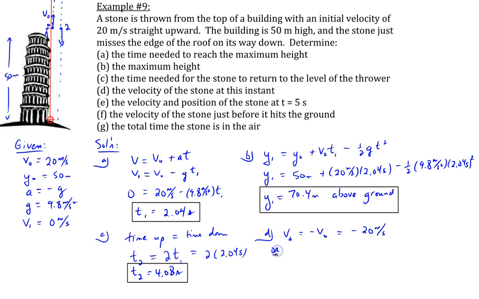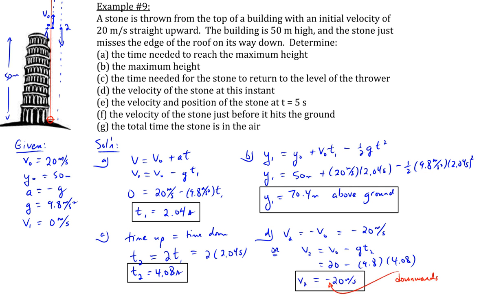Or again, you could just solve this. You could say v2 equals v0 minus gt. So you've got 20 minus 9.8 times 4.08 seconds. And this should give you negative 20 meters per second. Okay, it's really up to you how you solve this. It's also good to point out that the reason why it's negative is because the velocity is in the negative direction.